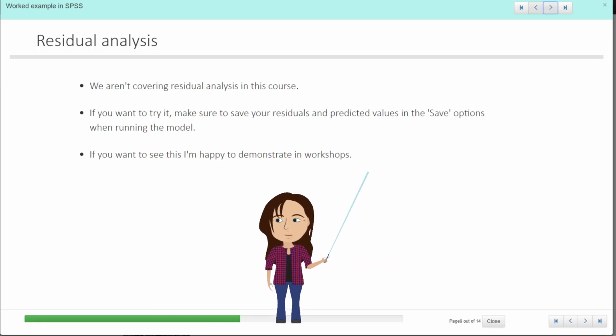So we're not going to cover the residual analysis in this course. If you want to try it, you should tick that box to save your residuals, and then if you want to see more, I'm very happy to demonstrate that in the workshops.